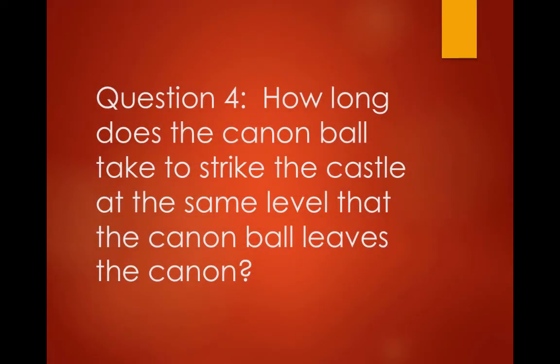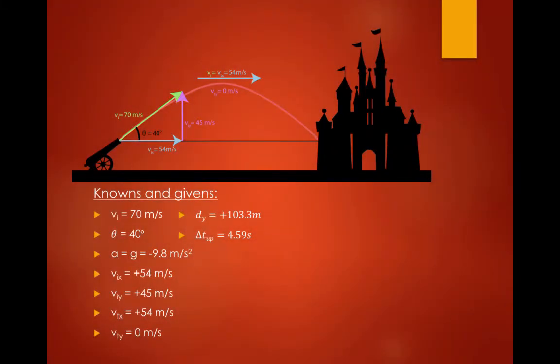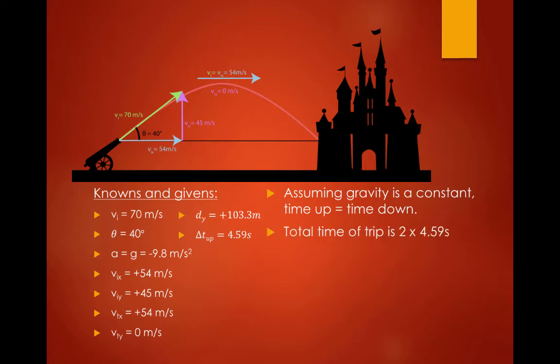Question number 4. How long does it take for the cannonball to strike the castle at the same level that the cannonball left the cannon at? Well, here are givens, knowns, and calculated values. We include the time that we calculated for the ball to rise to the top. T equals 4.59 seconds. Now, logically, if we assume that gravity is a constant, then the time up will equal the time down. Total time of the trip will be double the time up, making our total time 9.18 seconds.